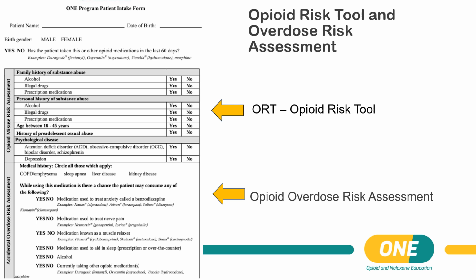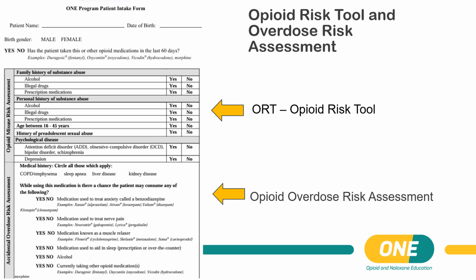The One Program Screening Tool is a comprehensive approach to stratifying the risk of adverse events and potential opioid harms for individuals filling an opioid medication at the pharmacy. The screening tool is composed of 2 sections. The upper portion is the ORT, also known as the opioid risk tool. This section gathers the patient's personal history, family history, and comorbid psychological conditions that have a high level of association with future development of opioid use disorder.